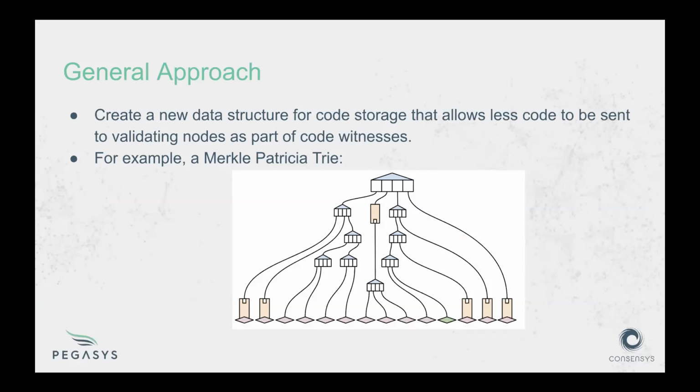Overall, what we want to do is look at creating some sort of new data structure for code storage that allows less code to be sent to validating nodes as part of a code witness. That's what it really comes down to. How can you send less than the whole contract? For instance, maybe the code can be stored in a Merkle-Patricia trie, with the leaves of the trie being the code.